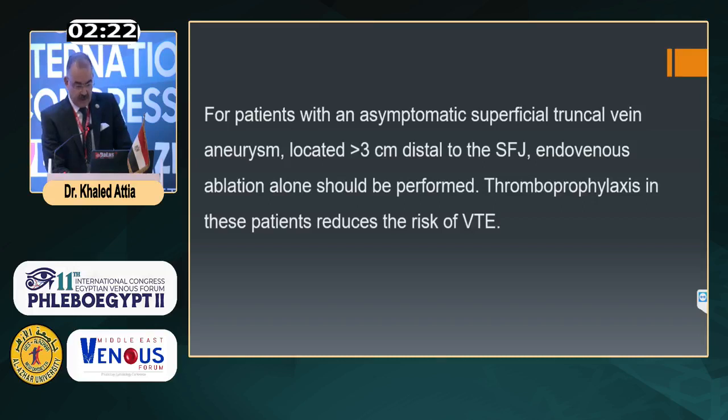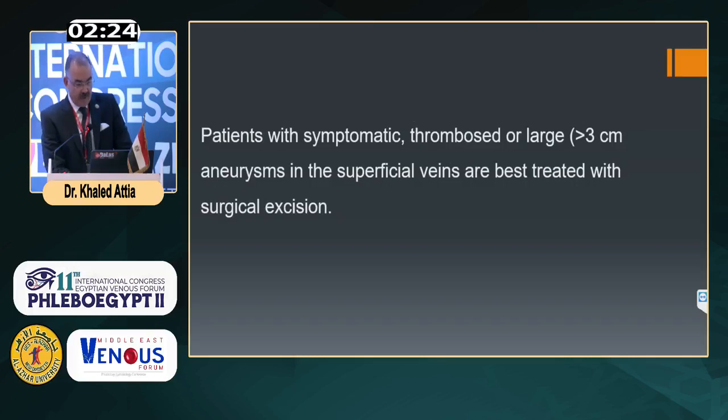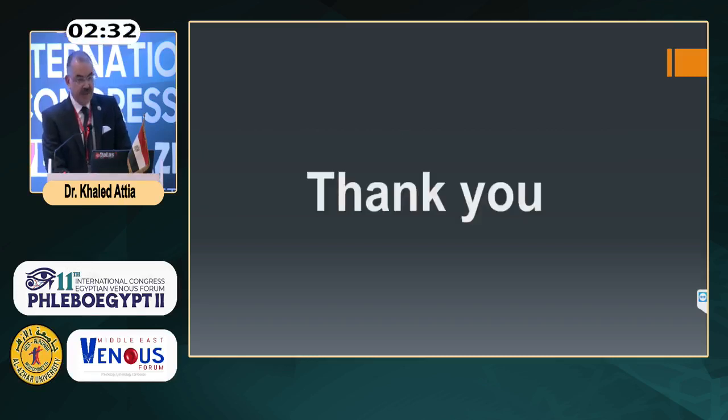Thromboprophylaxis in these patients reduces the risk of venous thromboembolism. Patients with symptomatic thrombosed or large, more than 3 centimeter, aneurysm in superficial vein are best treated with surgical excision. Thank you.